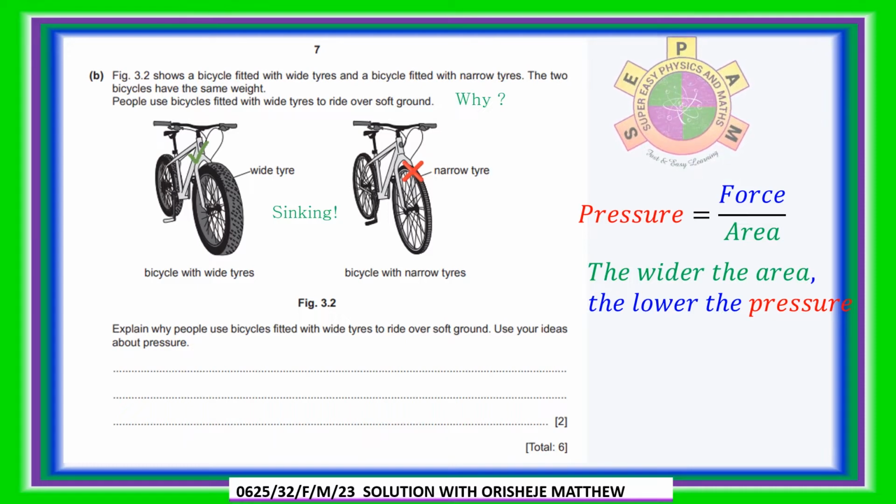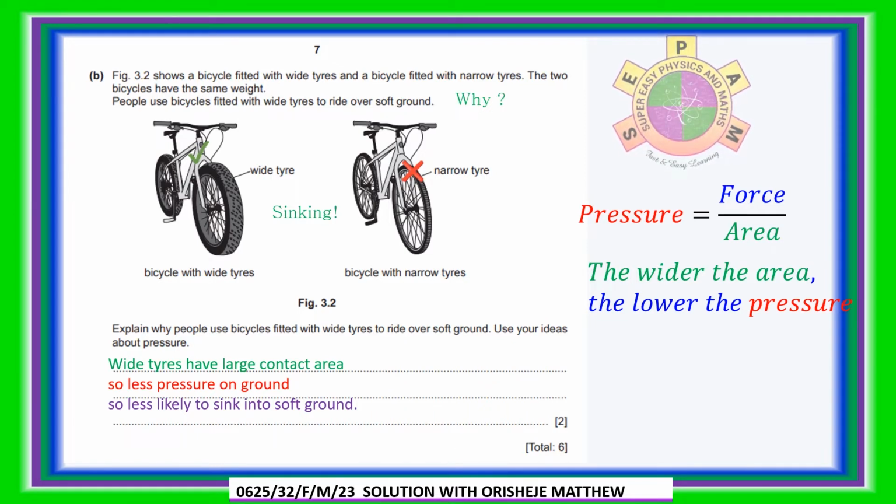Explain why people use bicycle fitted with wide tire to move. Wide tire has large contact area, so it produces less pressure on the ground. And because it produces less pressure, the bicycle is not likely to sink into soft ground. The opposite is what will happen with the narrow tire. Narrow tire has small contact area, and it produces high pressure on the ground.